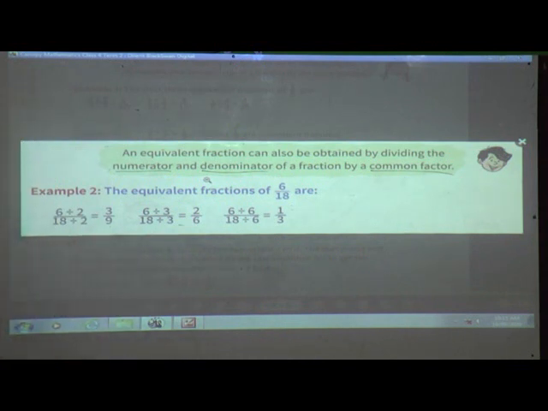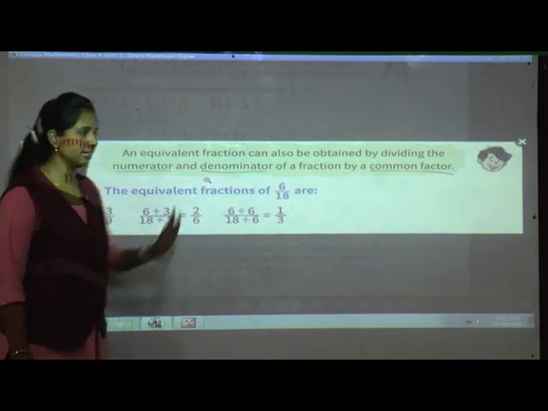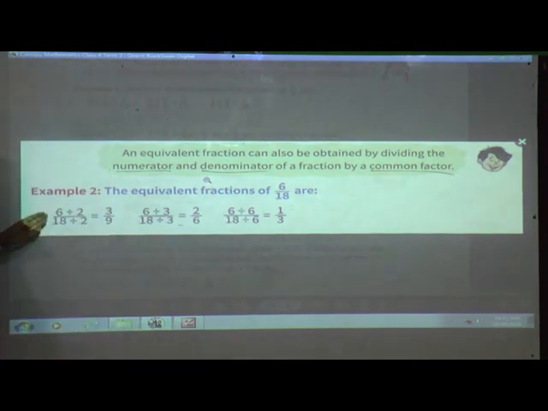What? Common factor. So the example: the equivalent fractions of 6 by 18 are, see 6 by 18. Now we need to take any one number, and we have taken 2. So when we divide 6 by 2, we get 3. 18 divided by 2. Here, very important, you have to take the same number and divide. It should divide fully, and there should be no remainder. If there is a remainder, those numbers are not equivalent. So when we divide 6 by 2, we get 3. When we divide 18 by 2, we get 9.